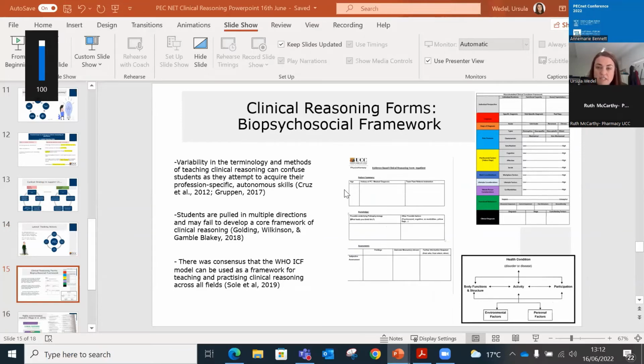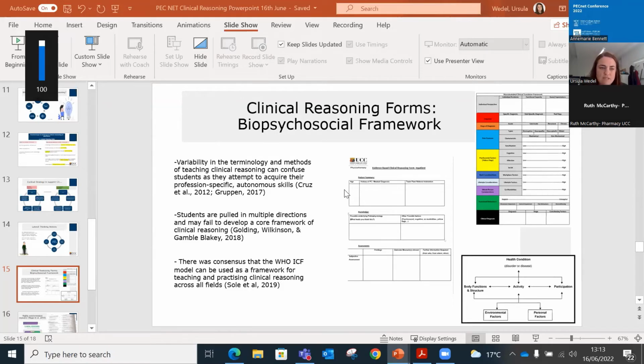So immediately in semester one of our students, we'll introduce them to our clinical reasoning forms, which have, I suppose, moved on slightly from that kind of hypothetical deductive model of reasoning to that biopsychosocial framework, as suggested by the World Health Organization through the ICF model. So these documents are just such a useful resource, and really, I suppose, they speak to all of those factors that we spoke to earlier on, that linking of theory to practice, really important.